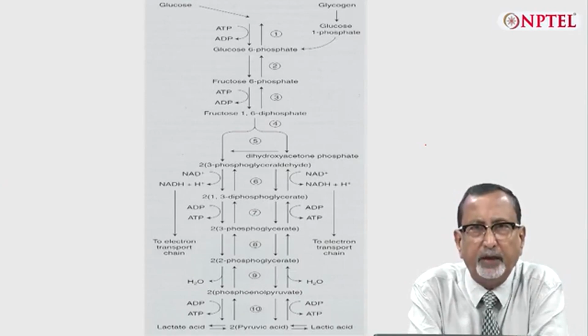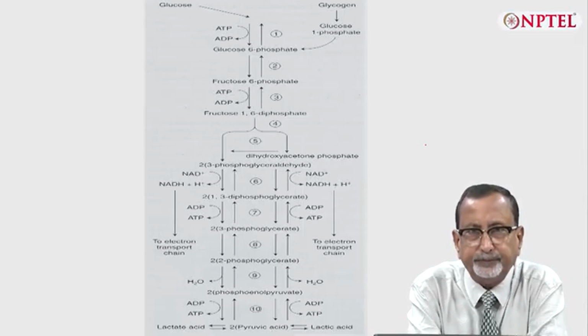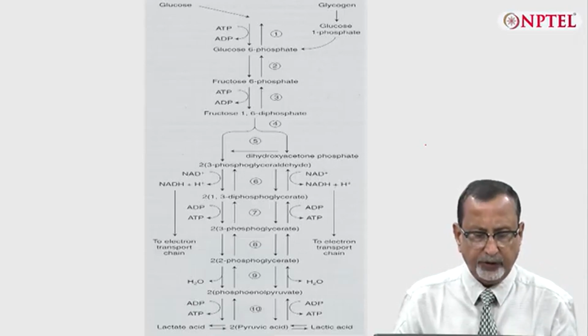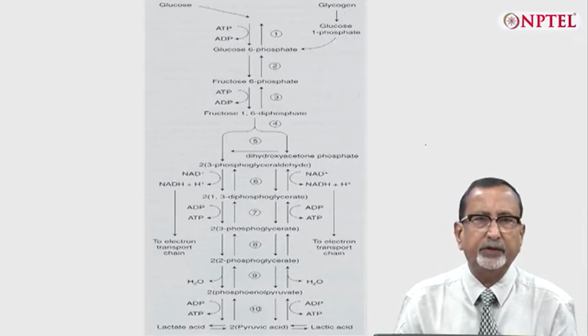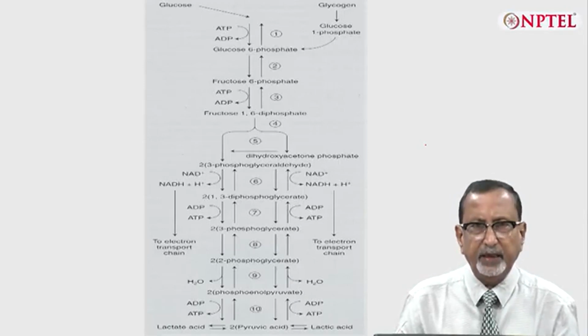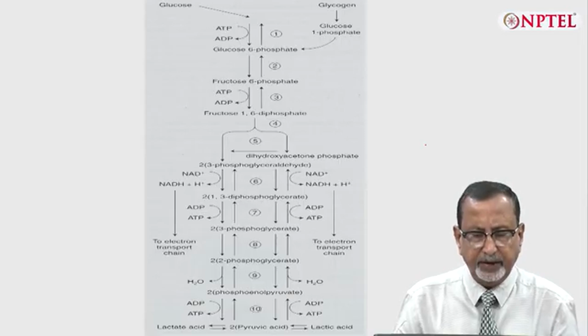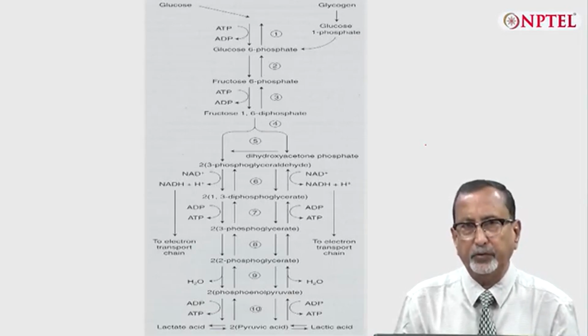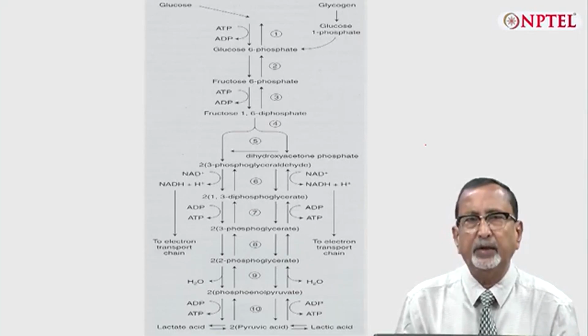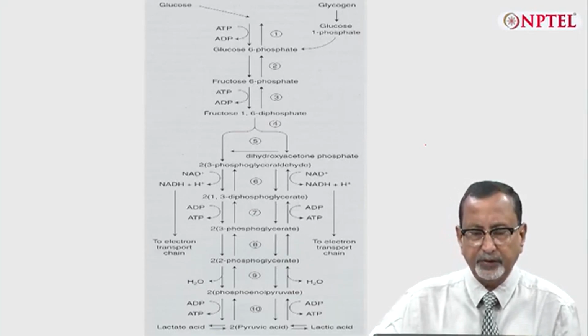So 4 ATP is produced and 2 ATP is invested. So in the glycolytic pathway the net gain of ATP is 2 molecules, and of course we also get NAD, which is nicotinamide adenine dinucleotide. The NAD becomes NADH plus H plus, and this 2 NADH is also developed through the glycolytic pathway. So 2 NADH and 2 ATP is the turnover in the process of glycolysis.